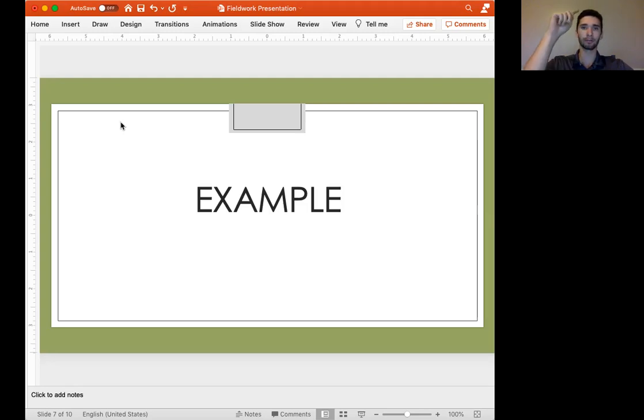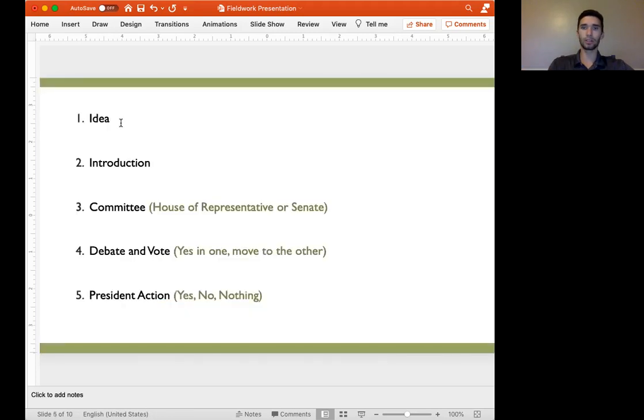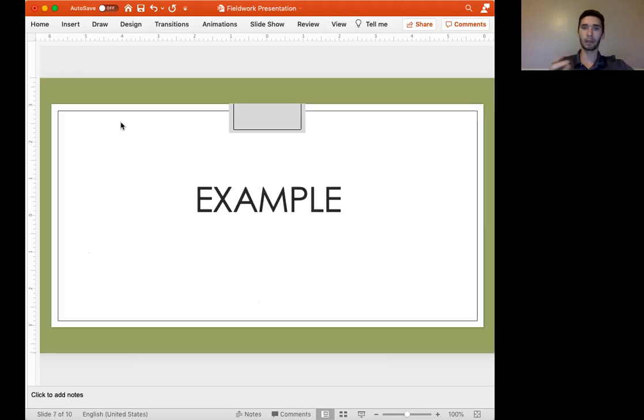Don't just do the 1 idea, 2, what was it? Don't just do this: 1 idea, 2 introduction, 3 committee, 4 debate. Don't do that. Be a little bit more creative with it. I'll show you what I did.